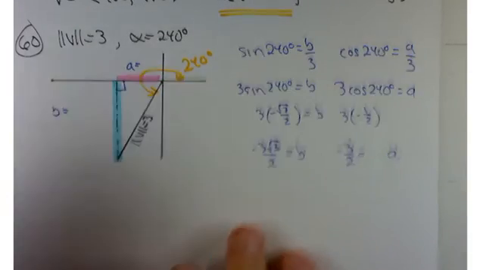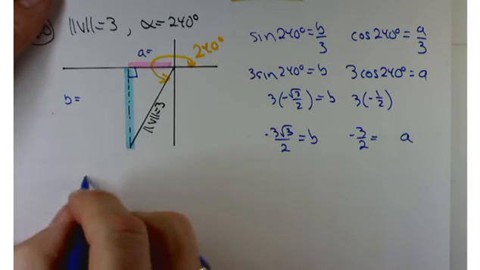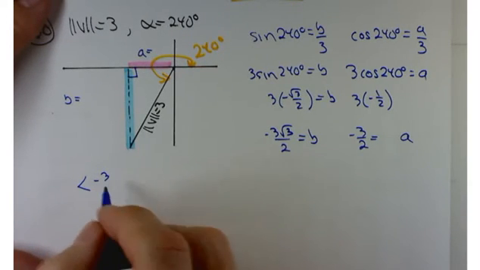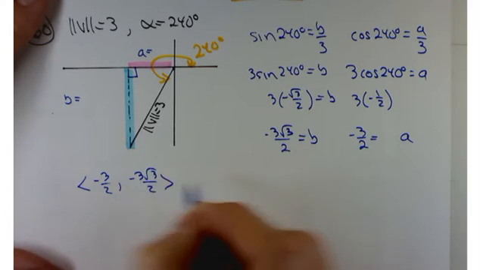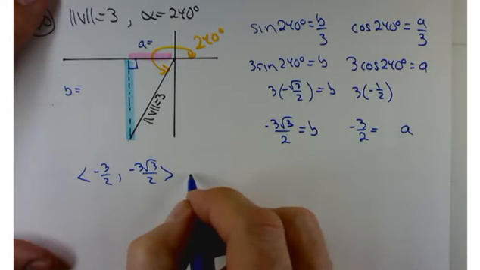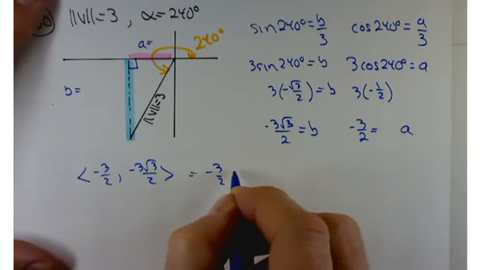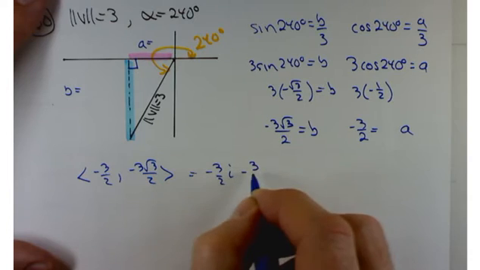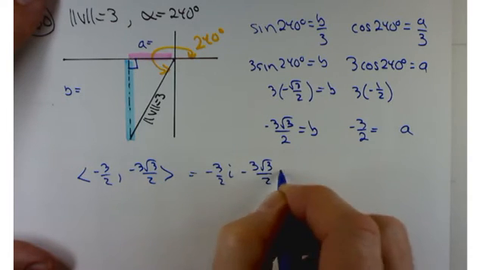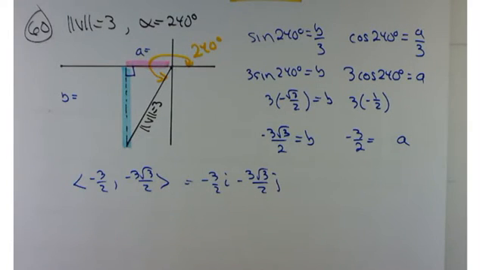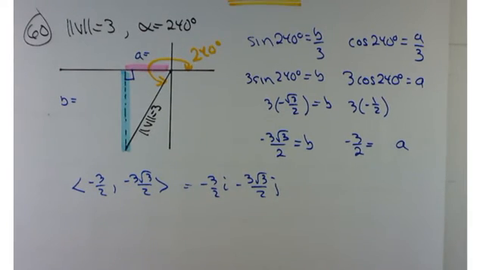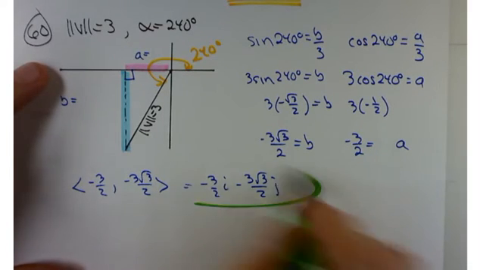In kind of an angled bracket vector form, you could write it like this: negative 3 over 2 and negative 3 square root of 3 over 2. Or you could also write it as negative 3/2 times i minus 3 square roots of 3 over 2 times j. So a couple different options. It depends on what you're being asked for. In this case, I think they were looking for this form in this particular problem.